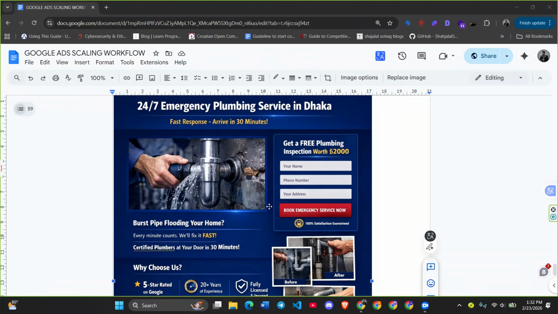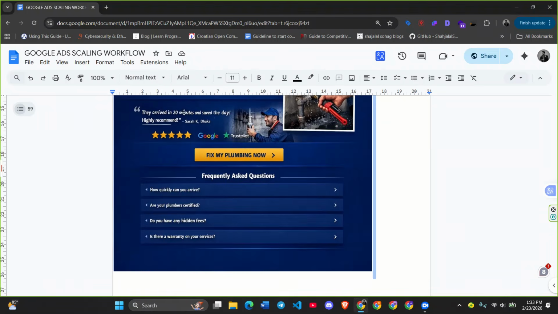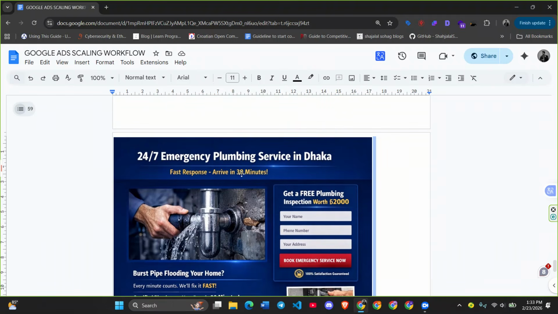Now I will discuss the dedicated landing page structure. What is the structure of a dedicated landing page? This is the exact structure used in scaling accounts. First is the above-the-fold section. This is the most important part, because this section decides whether the visitor bounces or stays.